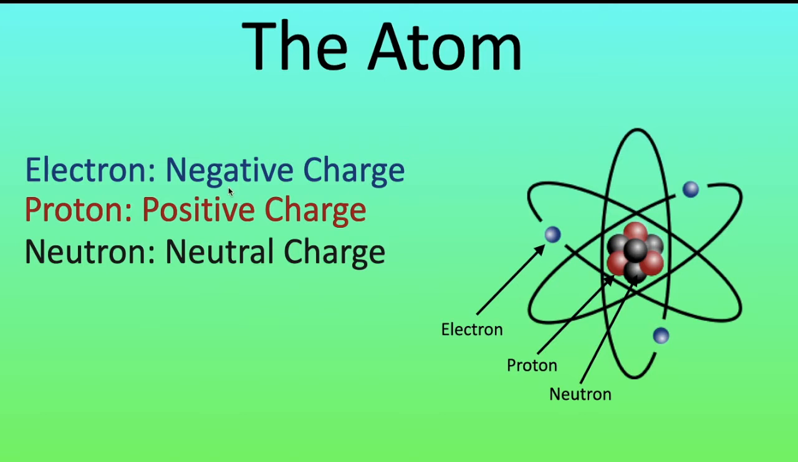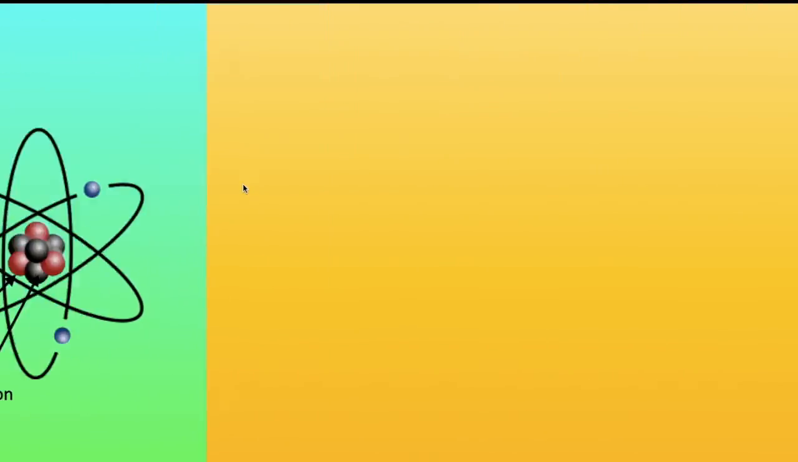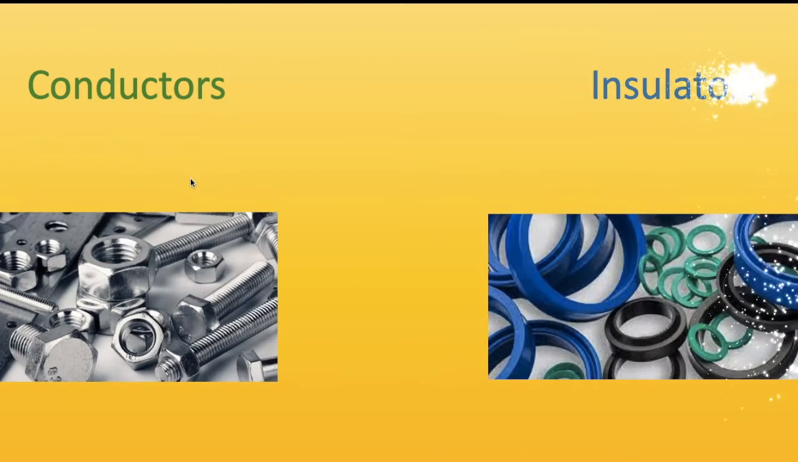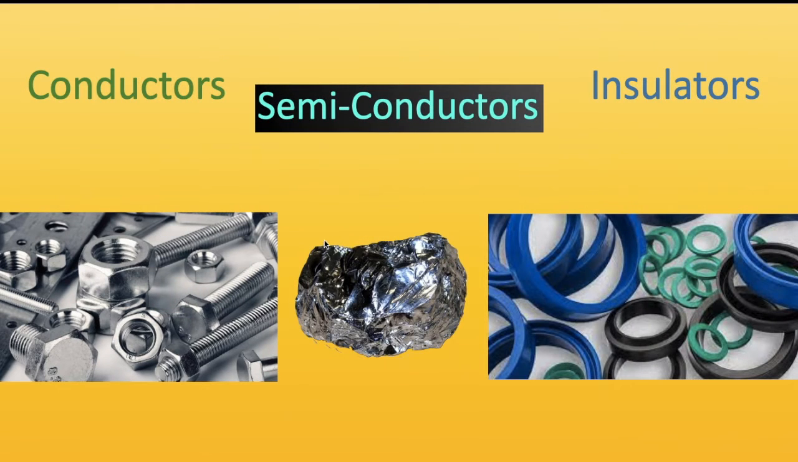Okay, so now let's talk about the two main types of materials. So the two main types of materials are conductors and insulators. So conductors allow electrons to flow through them, and insulators do not allow electrons to flow through them. Now in between we have something we call semiconductors. And silicon, this is silicon over here, silicon is an example of a semiconductor.